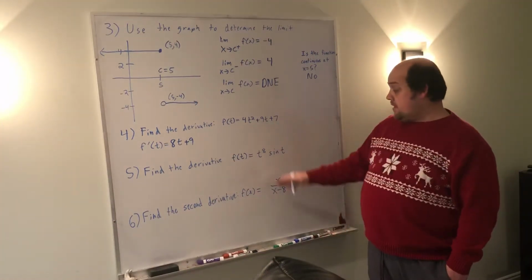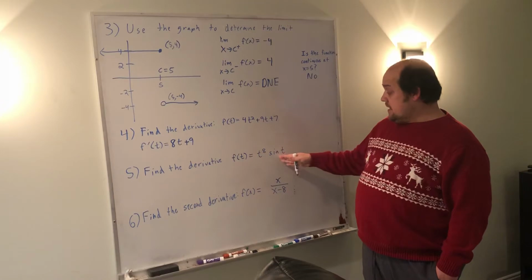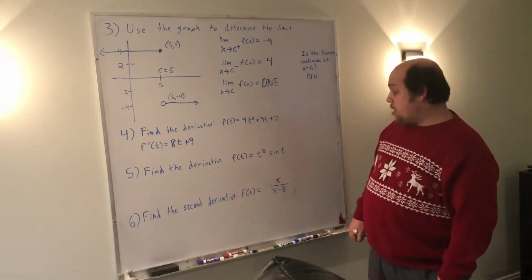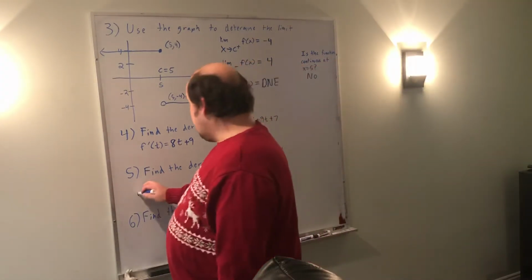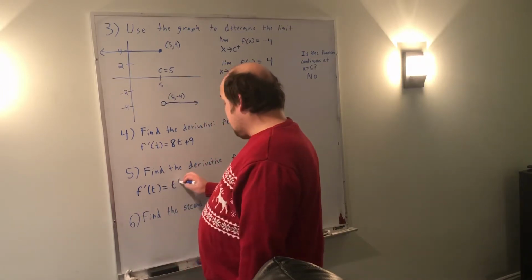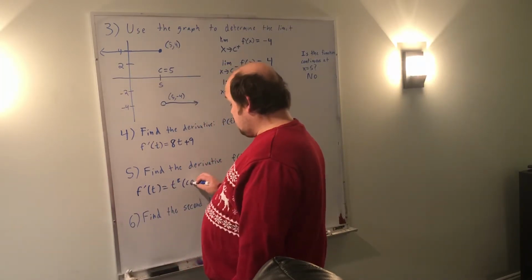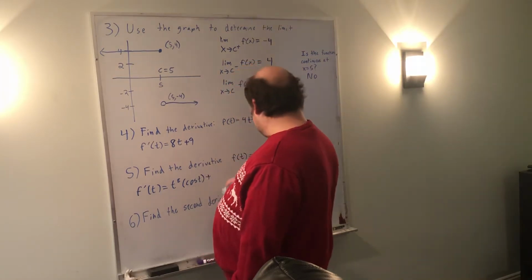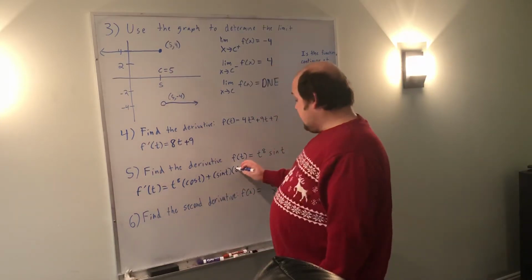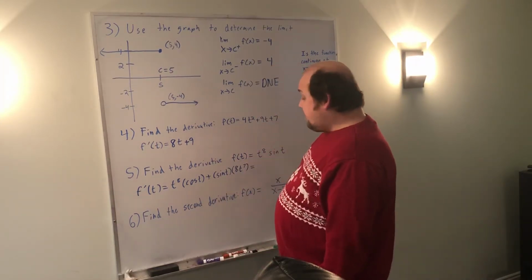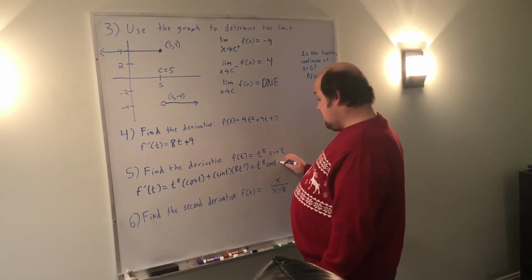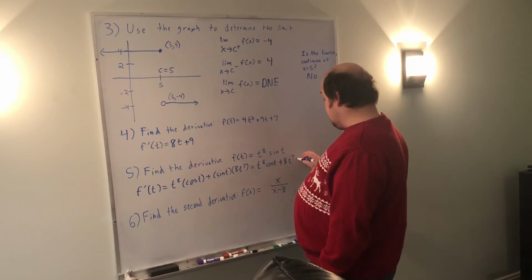For number 5, here I have something times something. Each of them are functions of t. That's why I have to use my product rule. My product rule says that the derivative f prime of t equals first, t to the 8th, times derivative of second, cosine t, plus second, sine t, times derivative of first, 8t to the 7th. I probably want to clean this up a bit and just call it t to the 8th cosine t plus 8t to the 7th sine t.